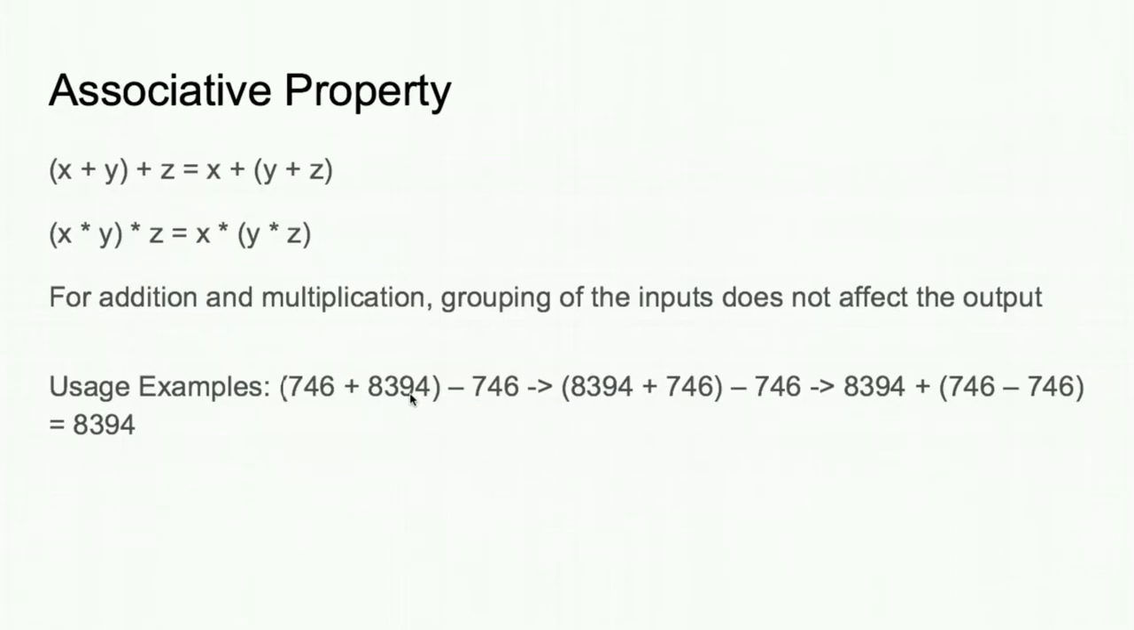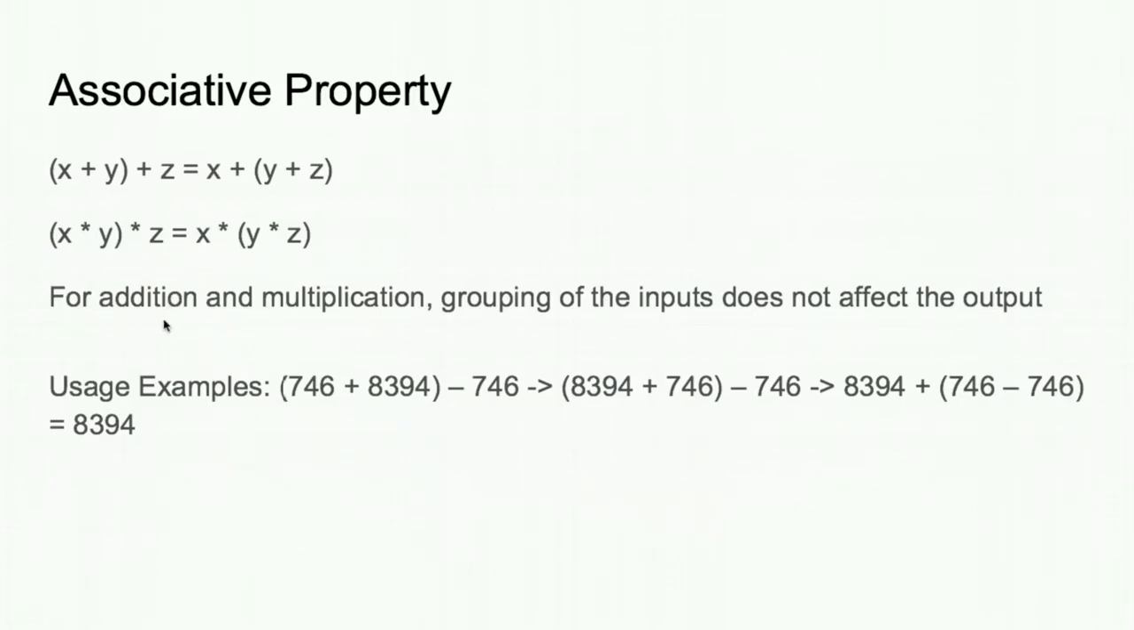Another property is the associative property of addition and multiplication. This says that for addition and multiplication, grouping of the inputs does not affect the output. So in terms of expressions, if I have quantity x plus y and then plus z, that's equal to x plus quantity y plus z, where I perform the y plus z first and then add x onto it. Similarly for multiplication, if I have quantity x times y, then times z, I can rewrite that as x times quantity y times z, where I perform the operation y times z first before multiplying by x.